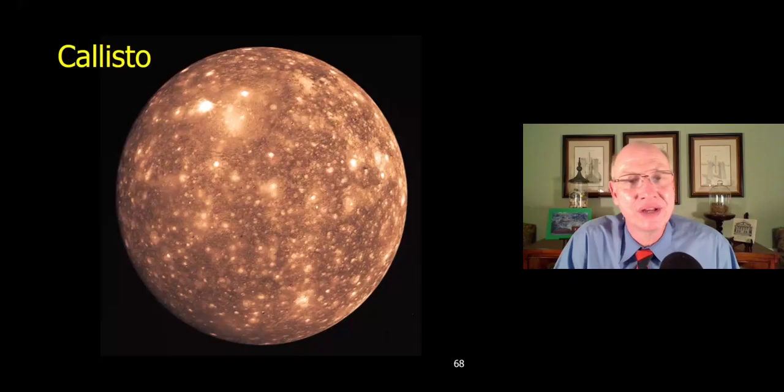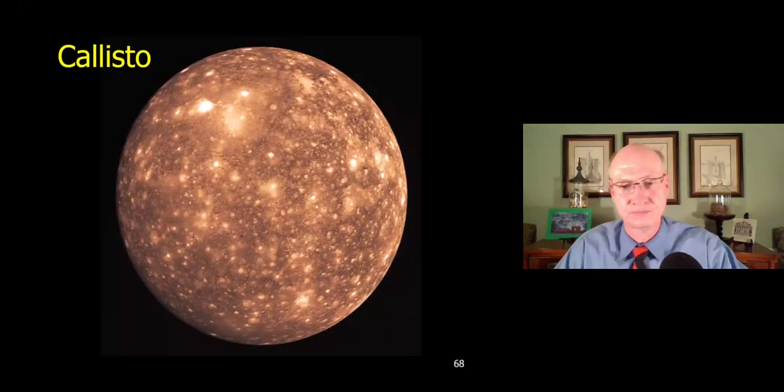So that is a very quick tour of Jupiter and its 4 major moons. In our next lecture, we will take a look at the planet Saturn and its large moon Titan. So join me in the next lecture for a close look at Titan and Saturn.